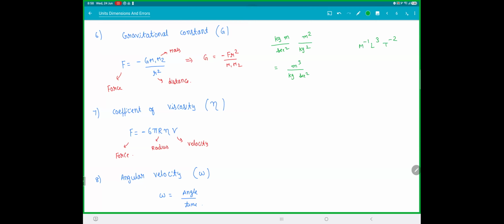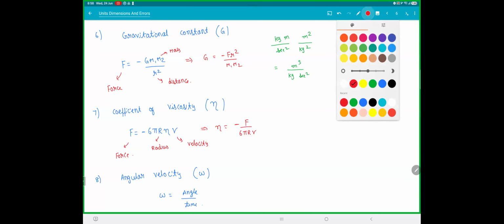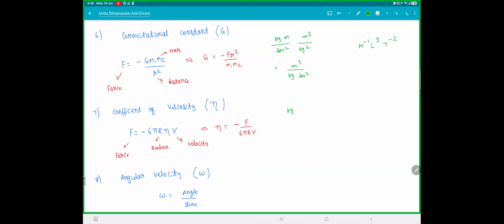You want to find G, get G and shift everything that side. Same thing here. You want to find viscosity. So eta will be minus F by 6 pi RV. So again, what is the dimension of force? Mass into acceleration. Even if you forgot, you can derive it. Acceleration is meter per second square, so kg meter per second square. Radius is 1 by meter. Velocity is 1 by meter per second. 1 meter will cancel, 1 second will cancel. You end up with kg by meter second. So this is M power 1, L power minus 1, T power minus 1.